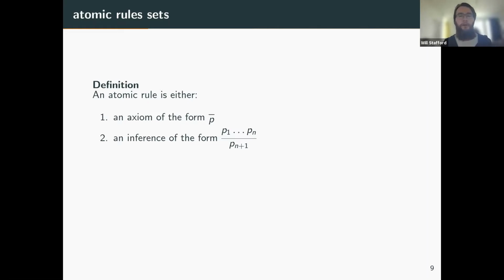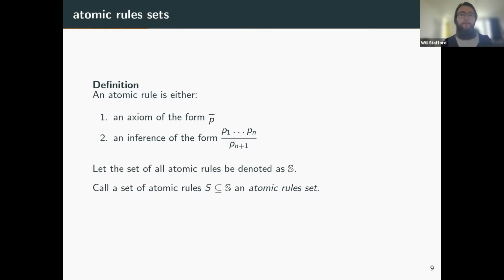Two things to note here. The first is falsum is going to be treated like it's an atomic formula. The second is we're going to wave our hands around the fact that we always have falsum implies P for every atomic formula P, to ensure that it has the correct definition in the setting. Okay, so just for ease, let's call the collection of all atomic rules blackboard S. And then any set of atomic rules is going to be called an atomic rule set. And any collection of atomic rule sets is going to be a proof-theoretic system.